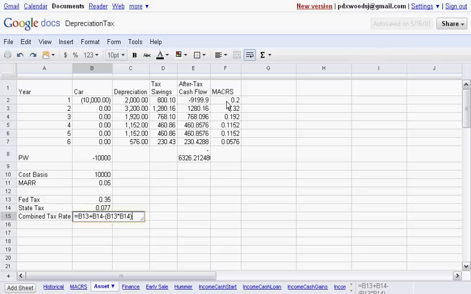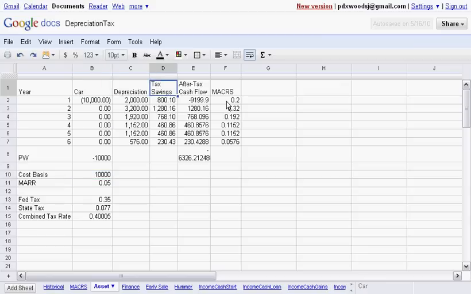I've stuck them together in order to get the combined tax rate. What you're doing in that case is just taking the sum of the state and federal tax rate and then subtracting off the product, and that's what you should see there. So it's just 0.35 plus 0.077 less the product of 0.35 and 0.077.